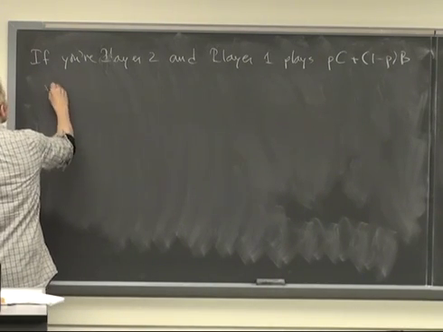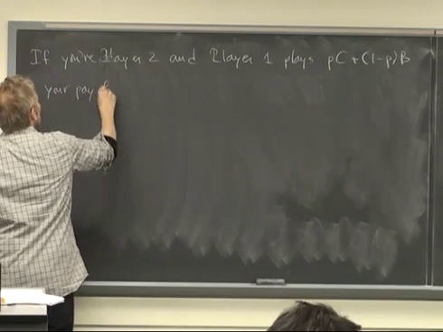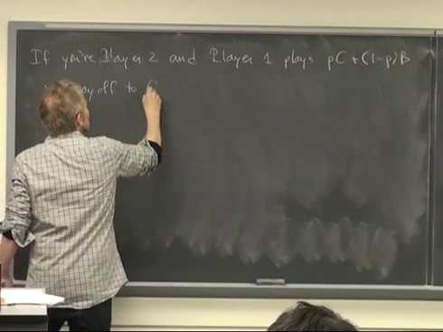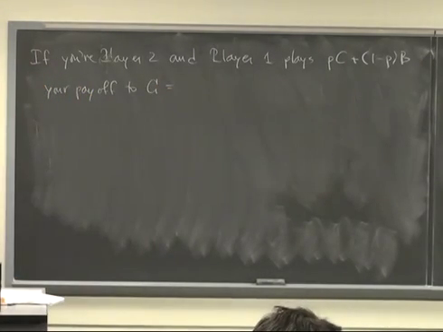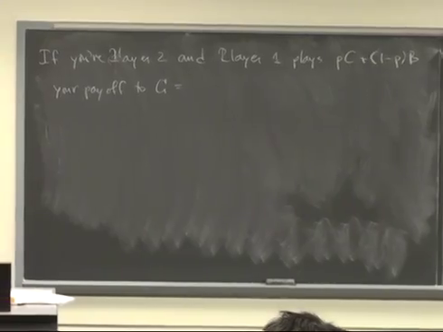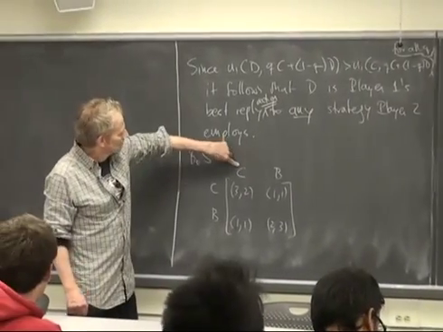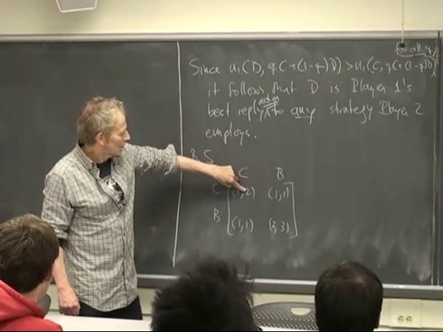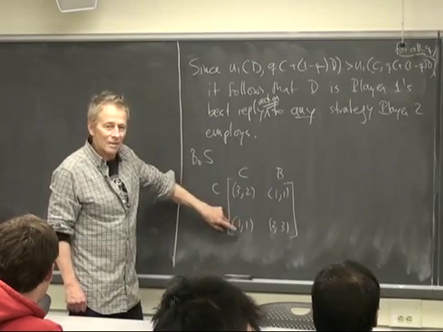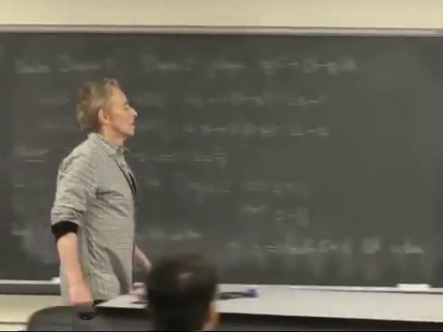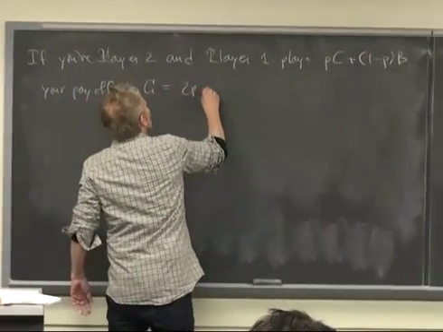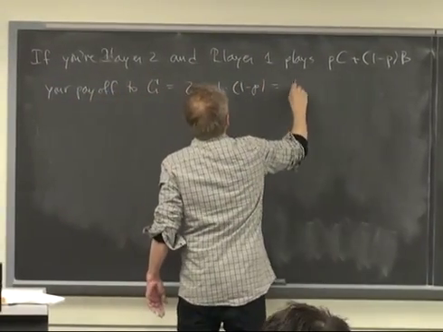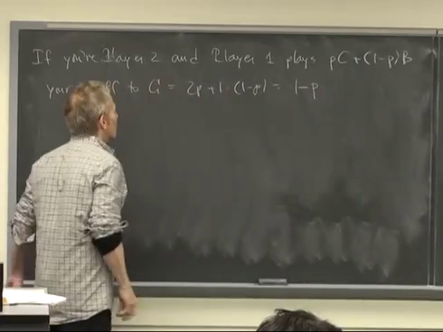Then what is your payoff to playing C against that? Remember, you're player 2 now. And player 1 is playing PC plus 1 minus PB. What's your payoff to playing C? 2P plus 1 times 1 minus P. Which is 1 plus P, sorry.